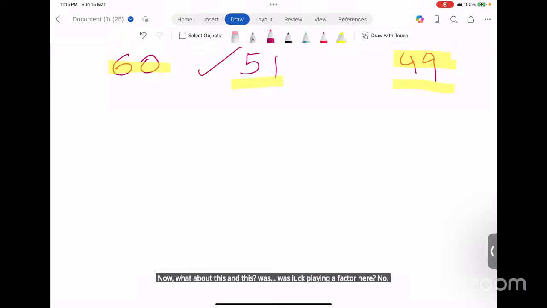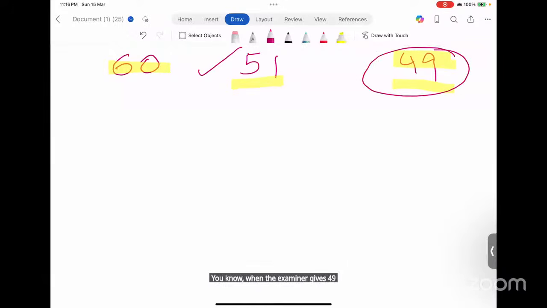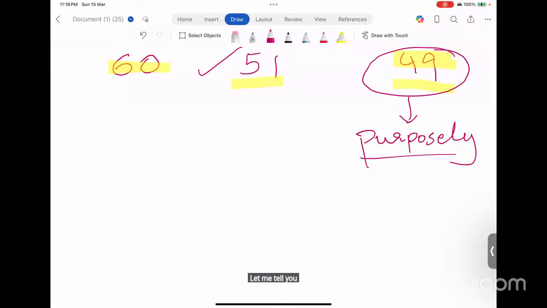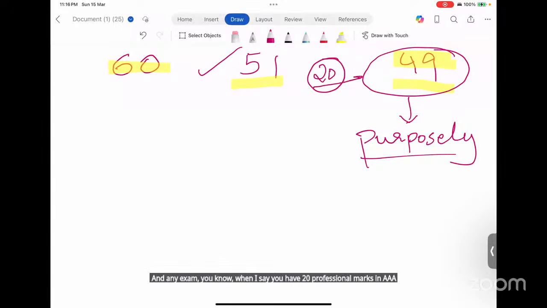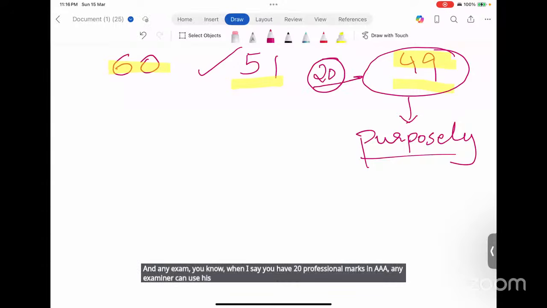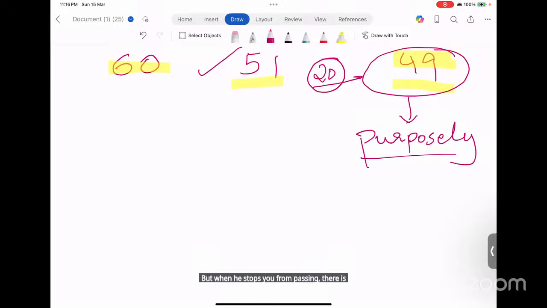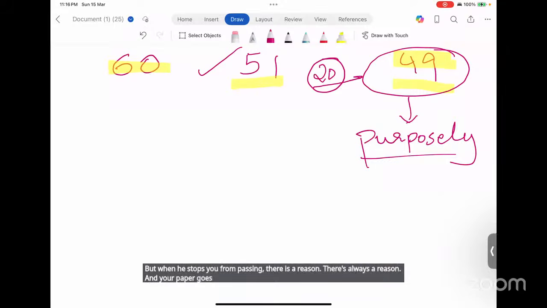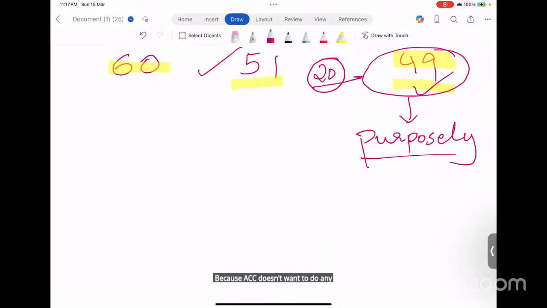No. When the examiner gives 49 marks to any student, he purposely is giving that mark. Let me tell you very clearly, insider information. When you get 49, you're just half a mark away from a 50. And any examiner, when I say you have 20 professional marks in AAA, can use his intention, his purpose, to give you a pass. But when he stops you from passing, there is a reason. There's always a reason. And your paper goes to multiple examiners if you are failing at 49, because ACCA doesn't want to do any unfairness or injustice to you.